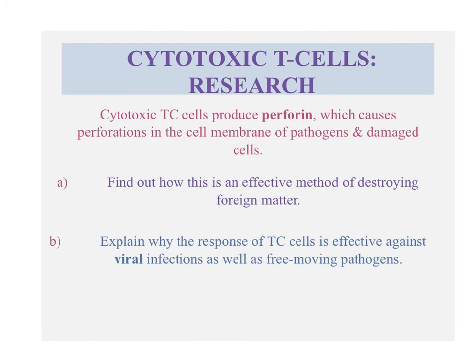So could you please have a go now at doing some independent research about the cytotoxic T cells? Okay, these produce perforin, which causes perforations in the cell membrane of pathogens and damaged cells. So those could be the ones that are infected. Find out how producing perforin is an effective method of destroying foreign matter, and explain why the response of cytotoxic T cells is effective against viral infections as well as free moving pathogens, so things like bacteria in the blood. I don't have the answers for these, so you're actually going to have to do it yourselves. Pause now and spend 5 to 10 minutes researching and writing coherent scientific answers for these questions.